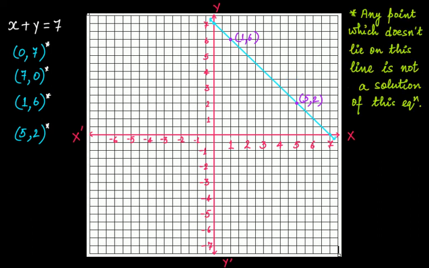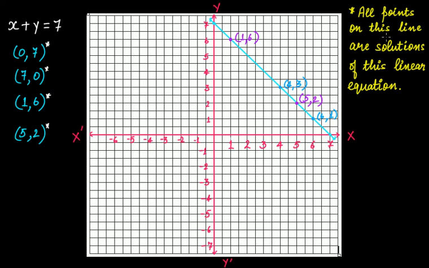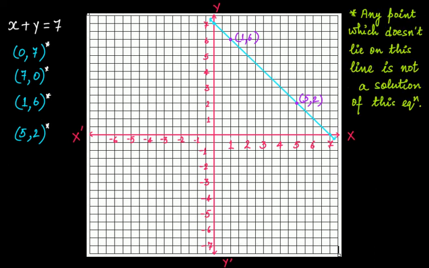Last point is, any point which doesn't lie on this line is not a solution of this equation. So again, this point is similar to this point and this point. It says that you take any point which is not on this line, then that point cannot be a solution of this equation. Let's take a point. Let's take 4, 5. This is 4, 5. So if you put x equal to 4 and y is equal to 5, then you will get 9. Now this 9 is not equal to this 7.